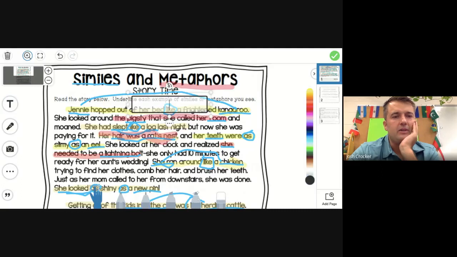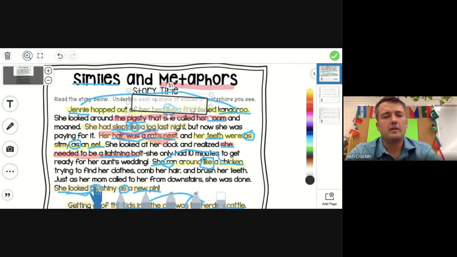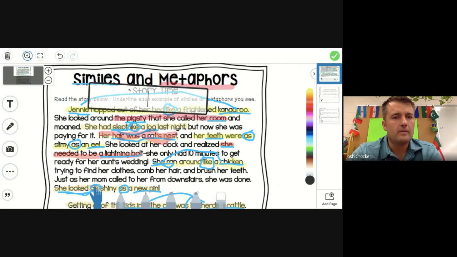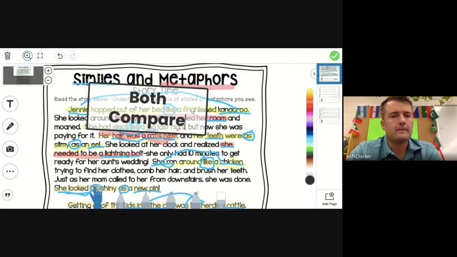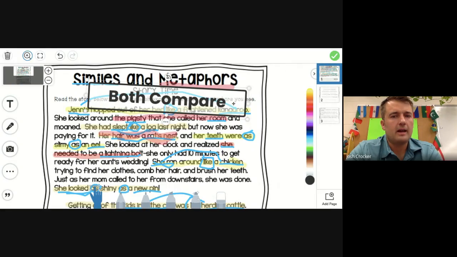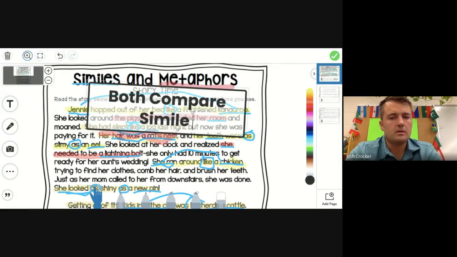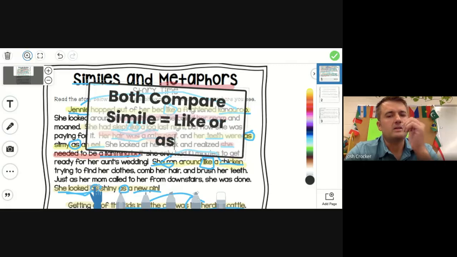The thing that you need to remember here is that both compare. Okay, both compare. So they both compare. That's how they're alike. How are they different? Well, similes use like or as. And we saw with simile that most of the time, if they use as, they use it twice, as fast as lightning, something like that.